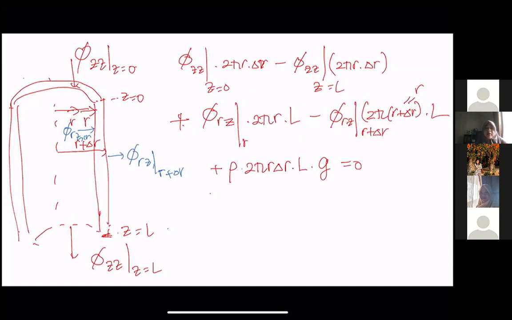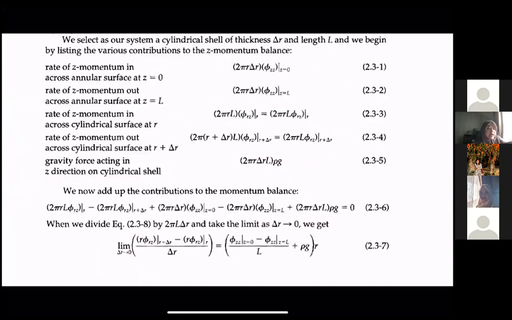Okay, so let me check with the next slide. Here is the momentum out, 2πR delta R C_zz at z equal to L, and then this one is the momentum in. The momentum out at surface R plus delta R we can write as R, but at R plus delta R. And then we can also calculate the gravity force acting, which is rho multiplied by the volume of the cylindrical shell, and multiplied by g.